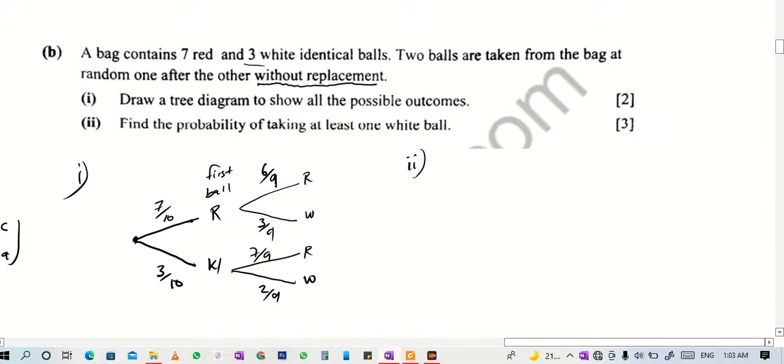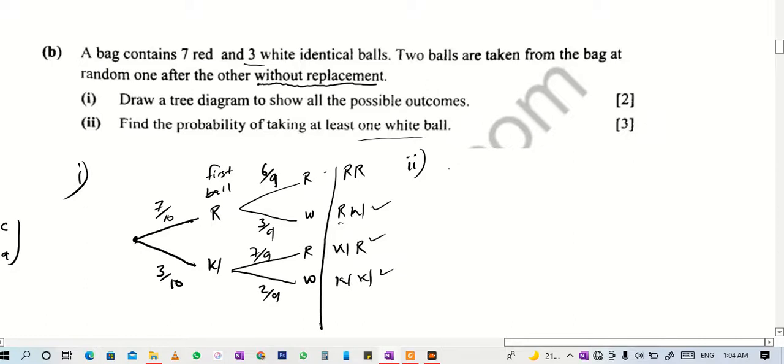Question number 2: find the probability of taking at least 1 white ball. So just continue with our mathematics here. Here we have red, red; red, white; white, red; and white, white. The question is telling us to find the probability of taking at least 1 white ball, meaning that this one qualifies, that one qualifies, and that one qualifies.